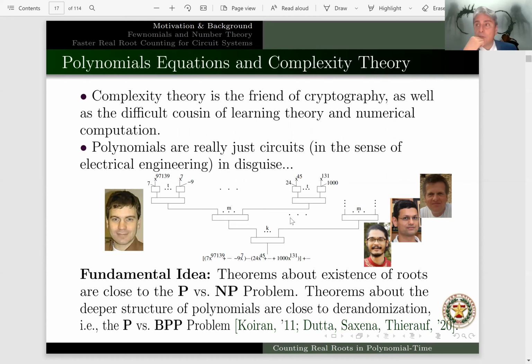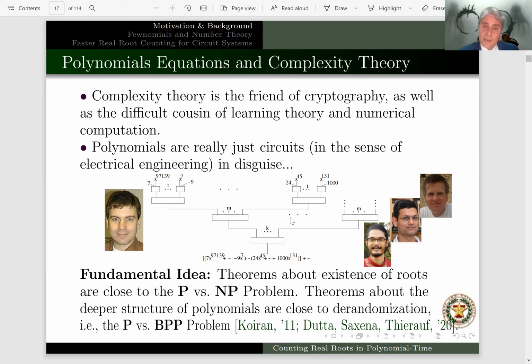So there's been some beautiful work recently from Pascal Koiran, Pranjal Dutta, Nitin Saxena, Thomas Thierauf, various authors, relating very simple statements on the structure of polynomials and their roots to really deep questions in complexity. I highly recommend that you look at their work. And then there's also the work of many, many other authors, which I don't have time to name right now.